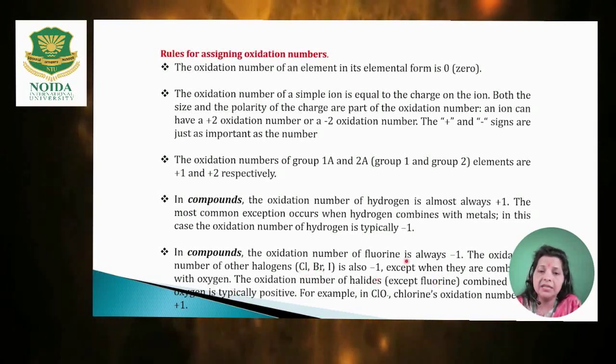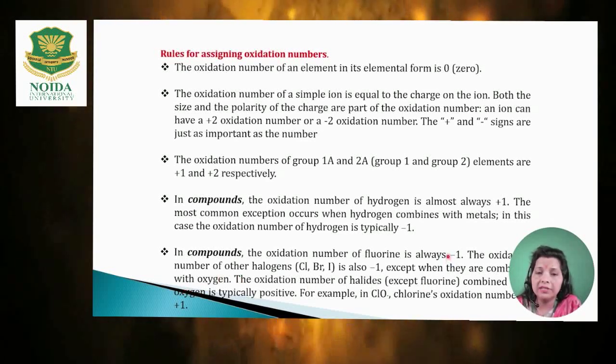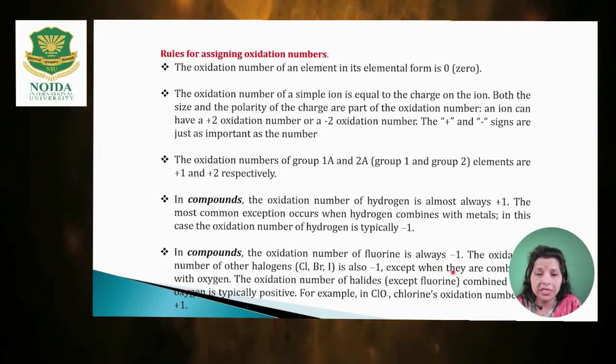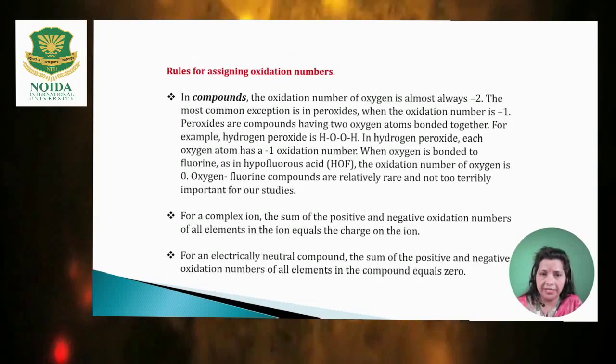Whenever the halogens are combining with oxygen, they do not have the minus 1 oxidation number. For example, in ClO, the oxygen is minus 2 in general, but here it is combined with minus 1. So what will it have? It will have plus 1 oxidation number. So this is the exception over here.